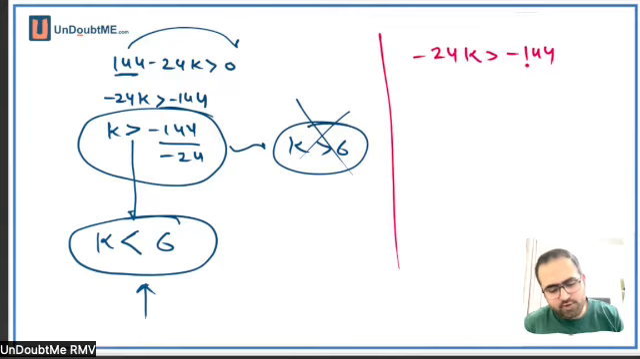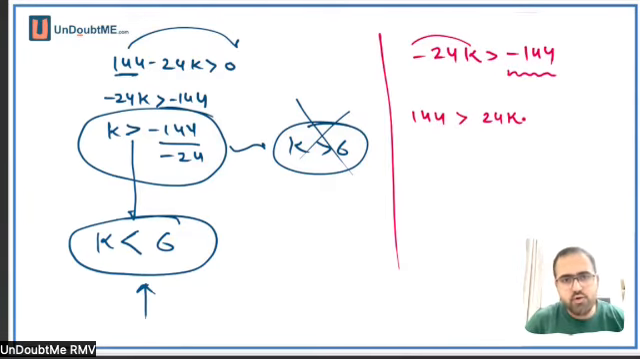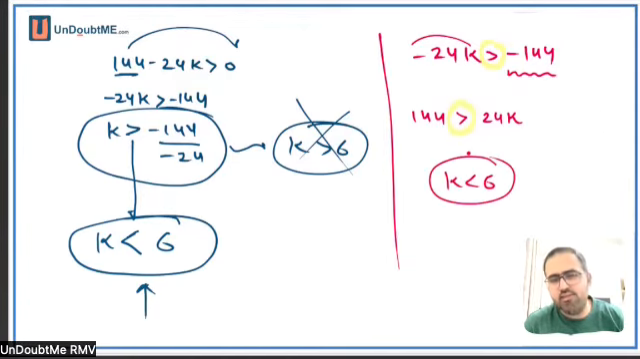You will bring minus 144 to the left. It will become positive 144. Clear? Yes, sir. And you will bring minus 24k to the right. It will become positive 24k. In this case, you don't have to flip the sign. You can see that the sign is still the same. Yes, sir. I see. And now you divide by the positive number, there will be no harm because the sign will remain the same, and that will give you k less than 6 as the answer.